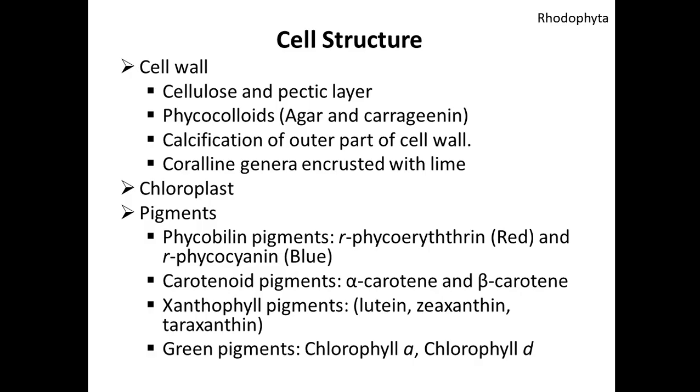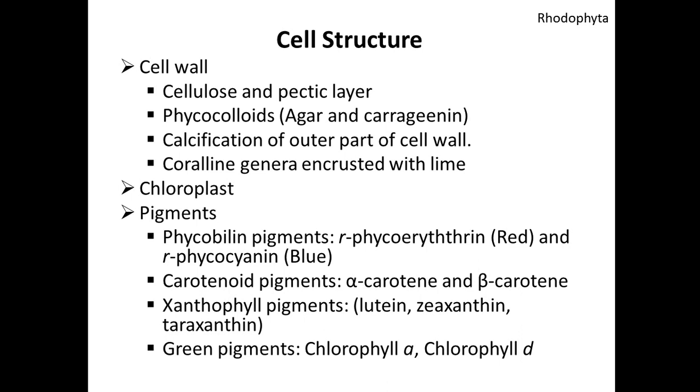A number of complex colloidal substances such as agar and carrageenan may also occur in the cell wall and intercellular spaces of many species of Rhodophyta. So these phycocolloids prevent the alga from desiccation and act as shock absorber against waves. These compounds are mixture of sulfated polysaccharides. In certain genera, there is heavy calcification of outer part of cell wall, which is chiefly composed of calcium carbonate or may also contain magnesium carbonates. In some coralline genera, the whole thallus is encrusted with lime.